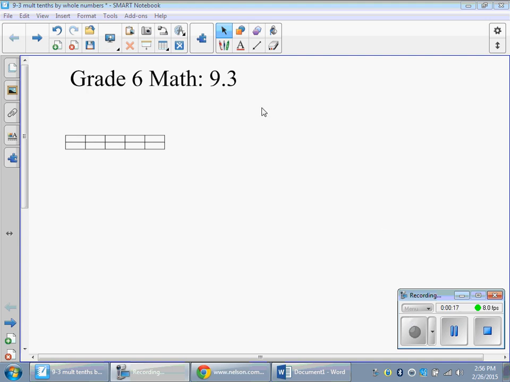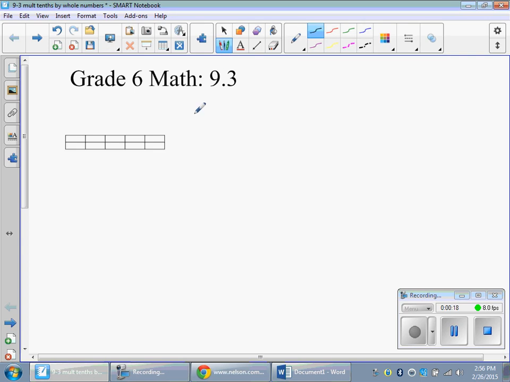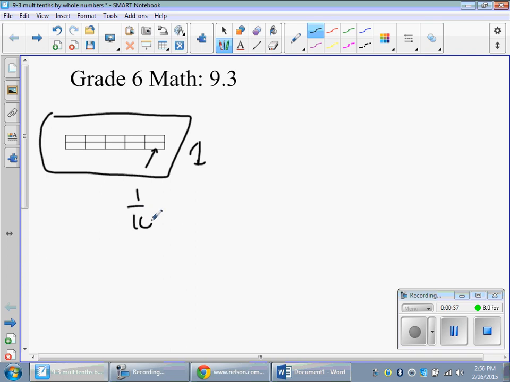If we take a look at this model that I have in front of us here, we have 1, 2, 3, 4, 5, 6, 7, 8, 9, 10. We have 10 different sections to this one rectangle. If I call this entire rectangle 1, then we know from fractions that each one of these smaller rectangles would be 1/10, because my 1 is broken up into 10 equal pieces. So one of these 10 equal pieces would be 1/10.